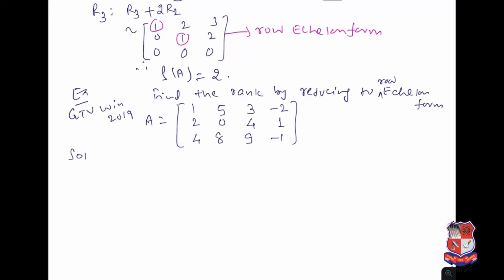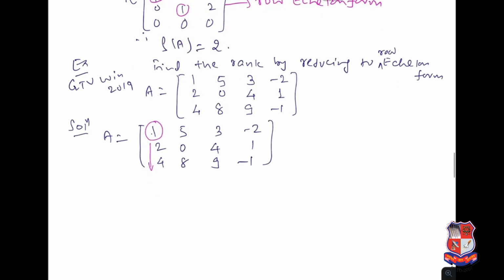So now let us solve this example. Here you are given A as 1 5 3 minus 2, 2 0 4 1, 4 8 9 minus 1. Now here we already have 1, so we don't have to worry. We need to make the entries below it 0. So let us apply the operations R2 minus 2R1, R3 minus 4R1, and see what happened.